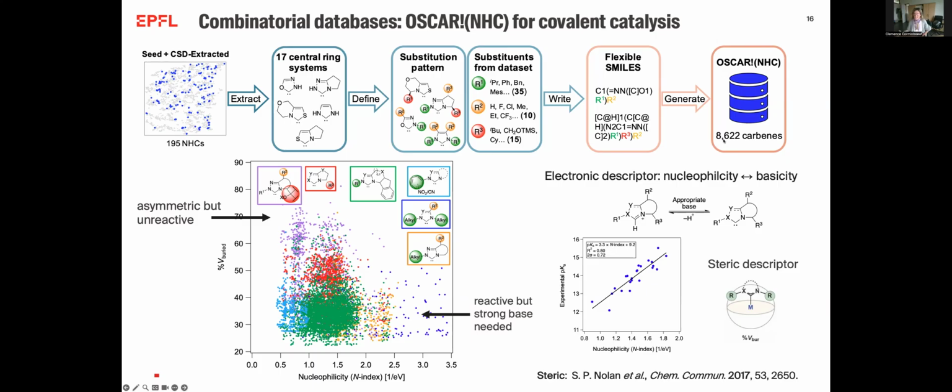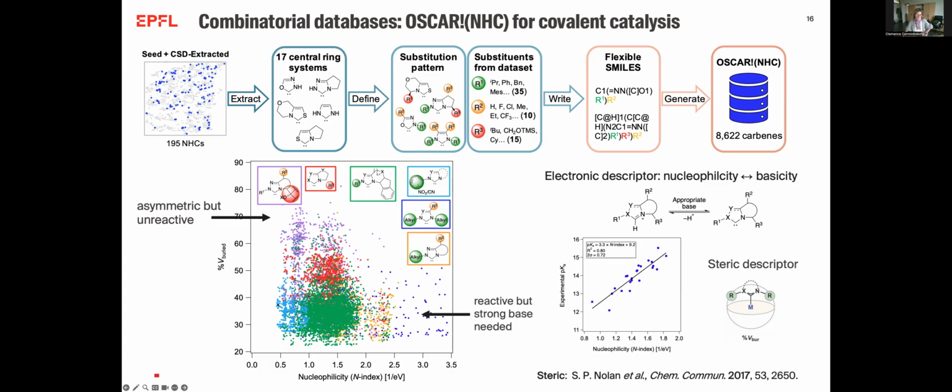Oscar NHC, so carbene on the nitrogen-based structure that contains about 8,000 carbenes. We have here some properties that are relevant when you analyze the activity of carbenes. You want carbenes to be quite nucleophilic and react quickly or strongly with an electrophile, but you also want them to have some kind of protected, asymmetric environment that leads to asymmetric catalysis.